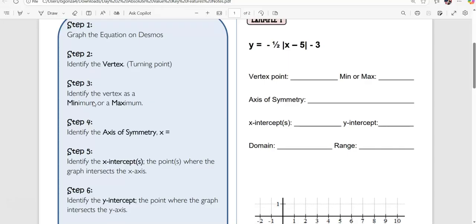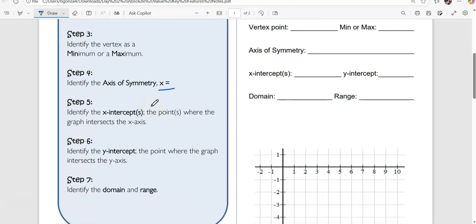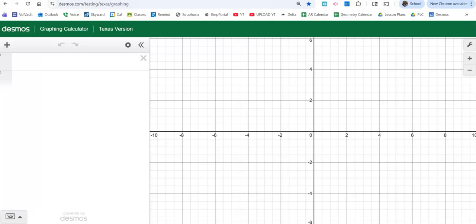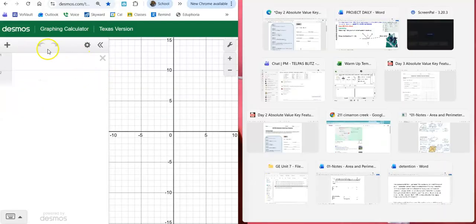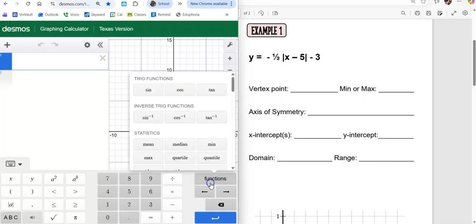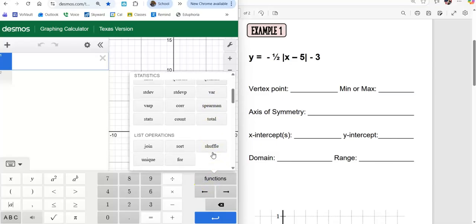Identify the axis of symmetry. It goes vertically, so it's x equals a number. Identify the x-intercept where it crosses the x-axis, and then identify the y-intercept where it crosses the y-axis. And then we can do domain and range. Let's do an example. Y'all ready? All right. So you have to be able to graph this, okay? So you got to know where absolute value is, okay?